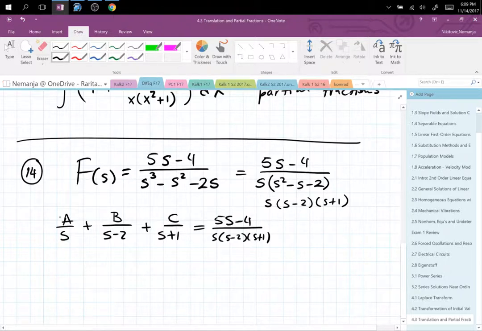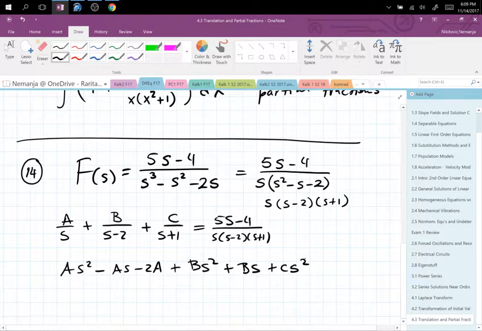Now we cross multiply everywhere where we're missing stuff. So we're missing s squared minus s minus 2, so A s squared minus A s minus 2A. And B is missing these two, so plus B s squared plus 1Bs. And then C, so plus C s squared minus 2Cs equals 5s minus 4.